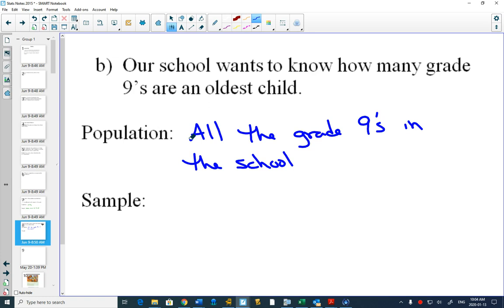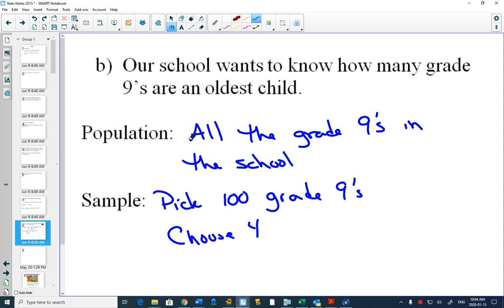100 grade 9s? So you could do that. Pick 100 grade 9s. Does it make sense that you could choose 4 random grade 9 classes? Would that work? That would be a sample. We could choose this class.